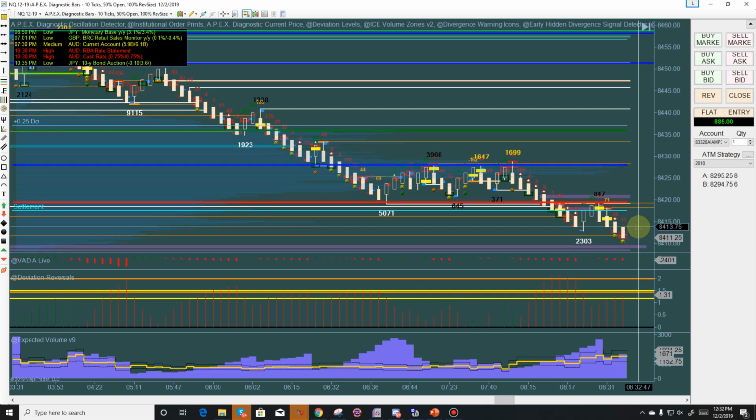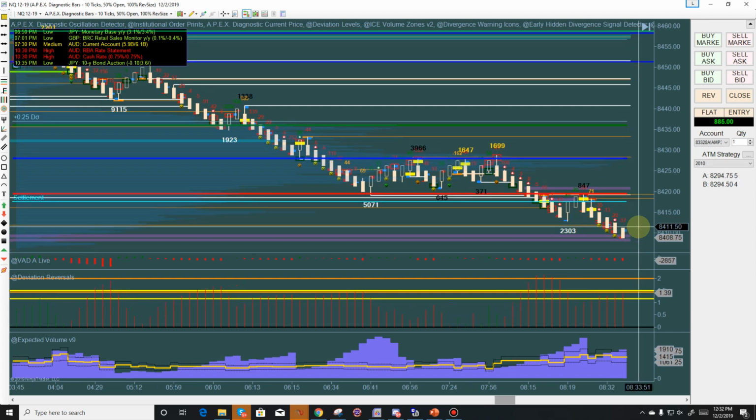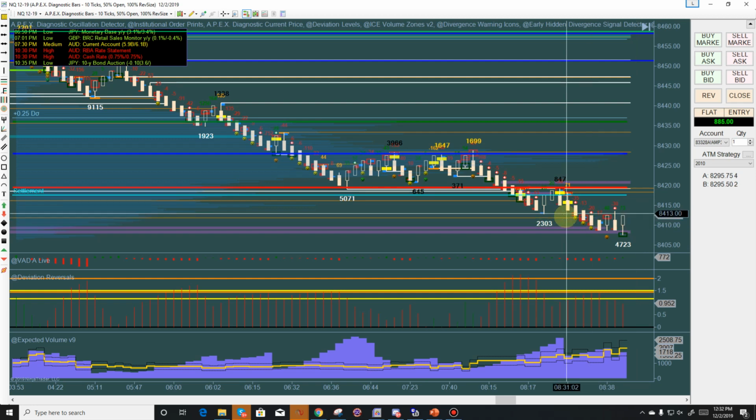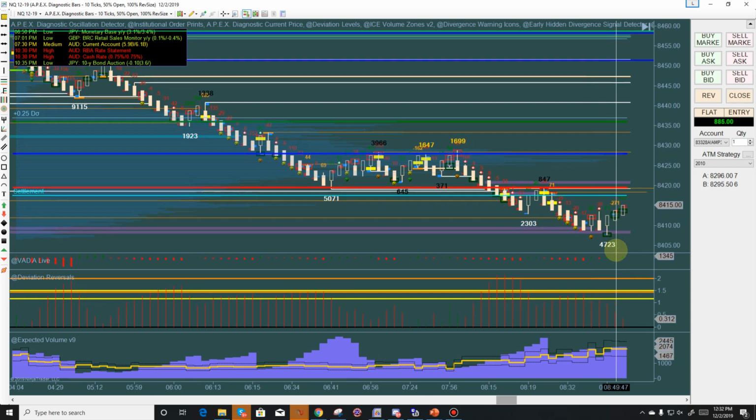That had an X box with a trapped order, but it's against the trend. So no trade, and it didn't reverse. Now we got another one. We have a 47.23. Notice we don't have any divergence here, right there in the morning, but we do have divergence on DR.